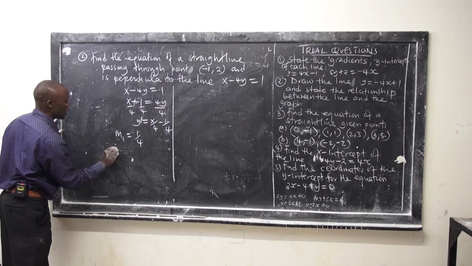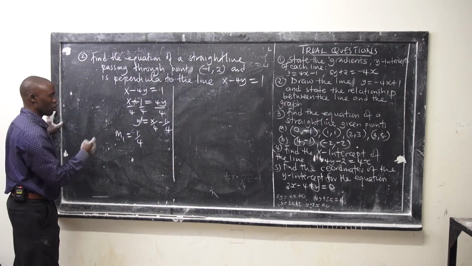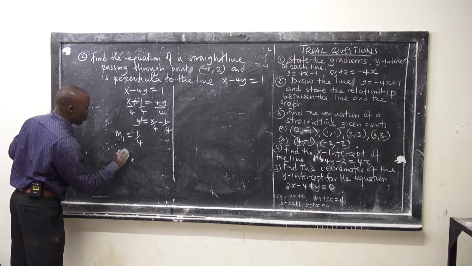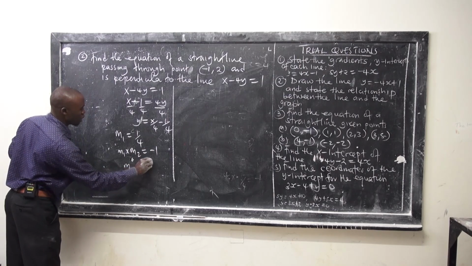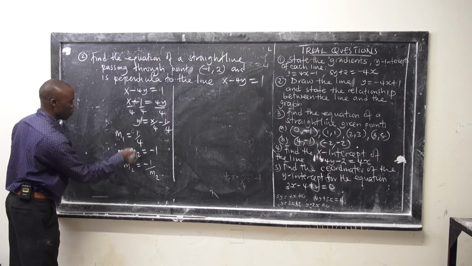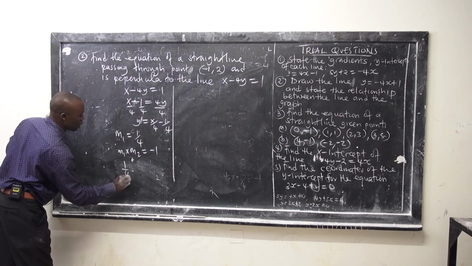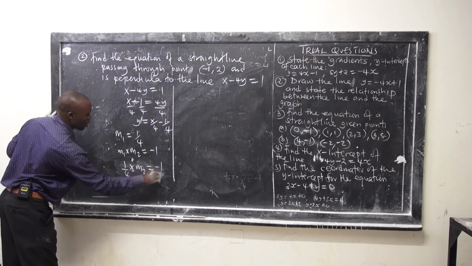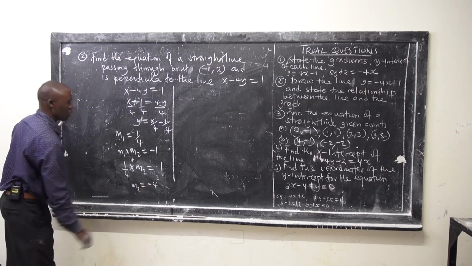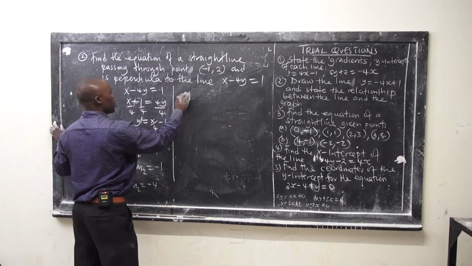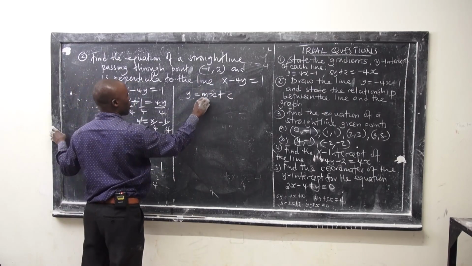But for perpendicular lines, the second gradient for this other line is what we want, or you can call it m2. So m1 times m2 is -1, so the m2 I want is -1 divided by m1. So I will have a quarter times m2 is equal to -1, multiply through by 4, so I'll get m2 as -4.